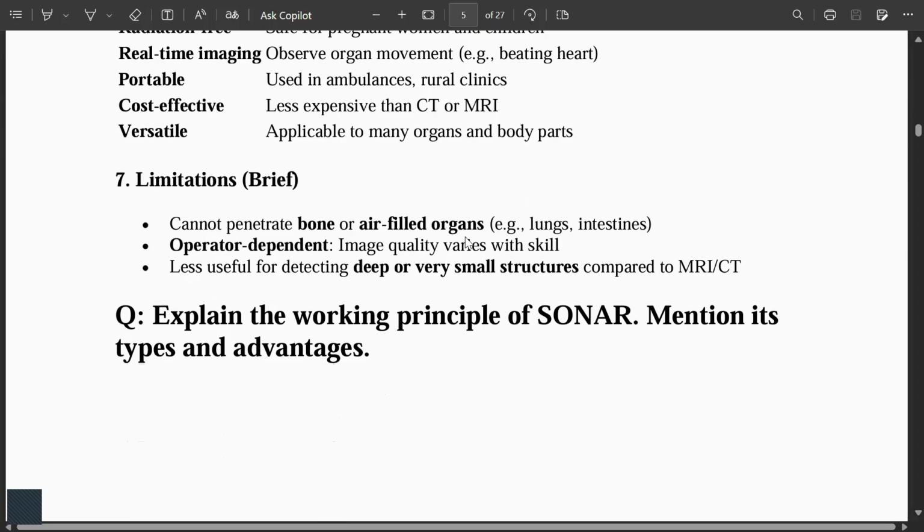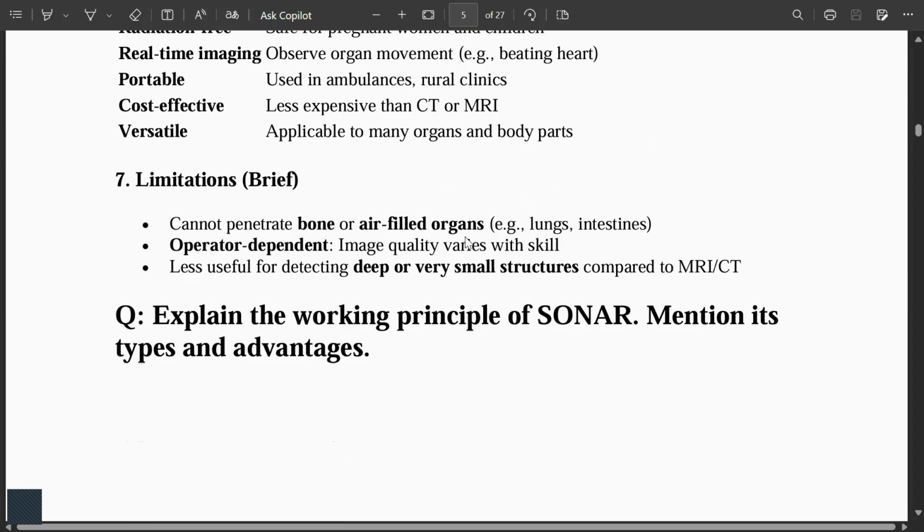And if there are air-filled organs like the lungs and intestine, imaging is not possible. Then it is operator dependent, that is, image quality varies with the skill. Then it is less useful for projecting deep or very small structures compared to MRI and CT.